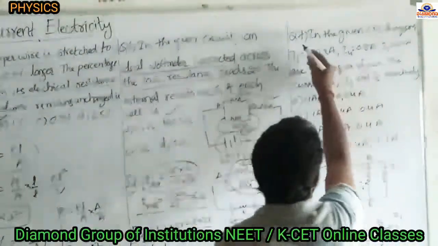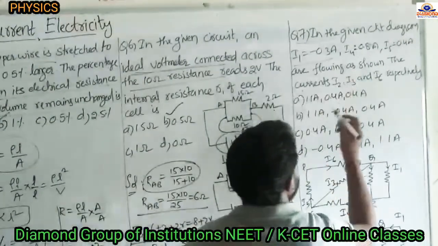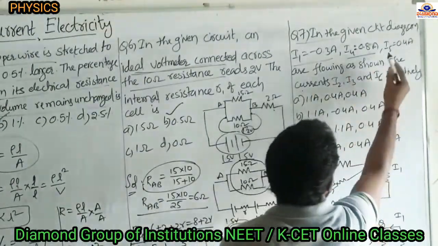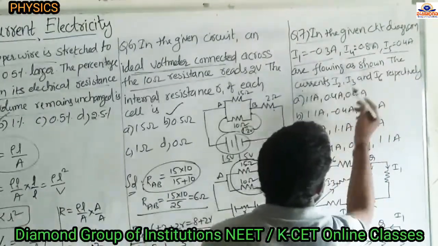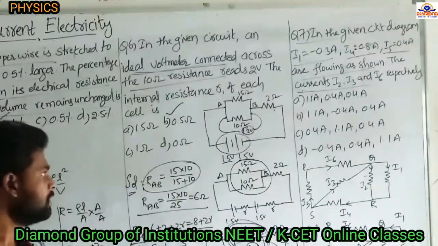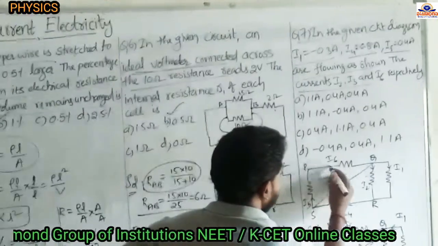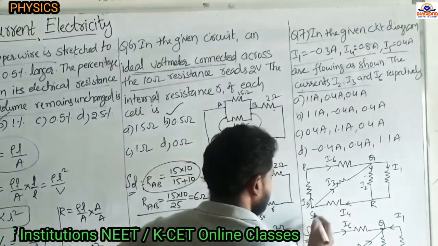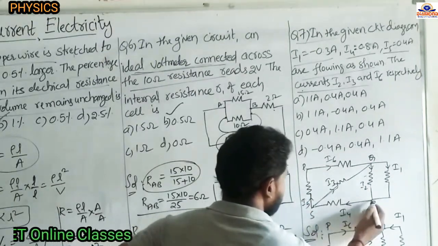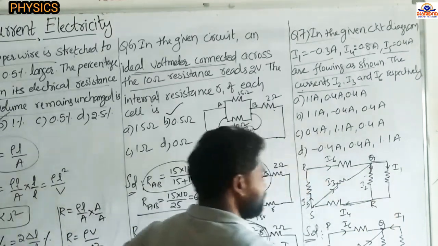And the next, see the next question. In the given circuit diagram, I1 is given as minus 0.3 amperes, I4 is 0.8 amperes, I5 is 0.4 amperes, flowing as shown. Find the currents I2, I3 and I6 respectively. Okay na? So the diagram is given. See now, here one thing we have to change. So this is the I6, in this branch I5, in this branch I3 current, here I4 current, here I2 current, here I1 current. This is the diagram they have given.